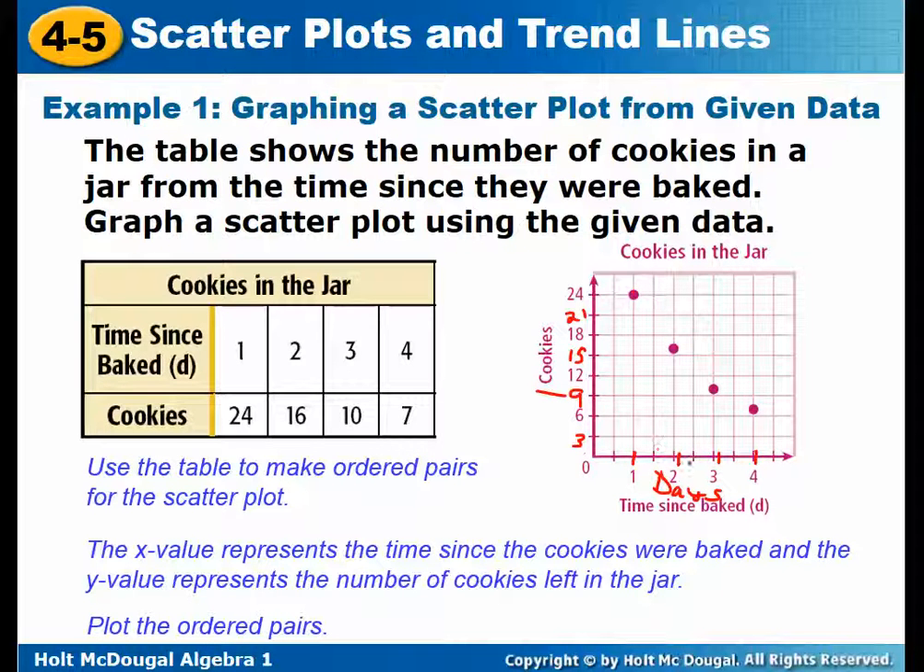And then for the next one, it's over 2 and up 16. You have to kind of estimate a little bit above the 15. For day 3, it's at 10, again, just a little bit above the 9 on the vertical axis. And at day 4, we're at 7. Again, a bit of an estimate there. That's a scatter plot. That's all there is to a scatter plot. Label the independent axis, the horizontal axis, and label the dependent, or the vertical axis, and give it a nice title like cookies in the jar.